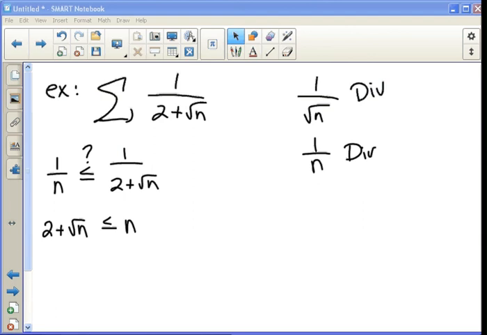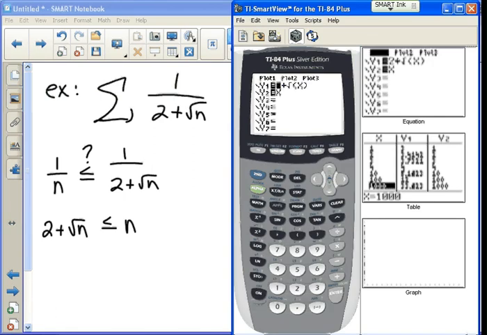But if you're not really clear on that, one thing you can do is go to the calculator and plug both of these things in. So I plugged in 2 plus the square root of x into y1 and just x into y2. So what I'm hoping is that y1 is always less than y2, because that's what's being tested in the inequality. So I just went to my table and plugged in 1, 2, 3, 4, and then 10, 100, 1,000. Okay, now if you notice, y1 is actually bigger for those first few terms. But as you go out to infinity, it's clear y1 is always smaller.